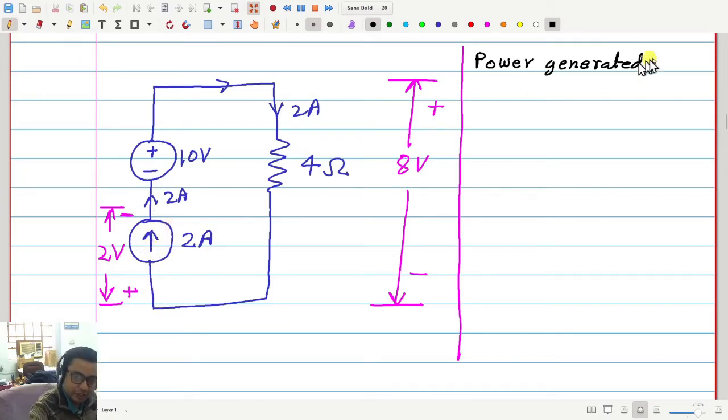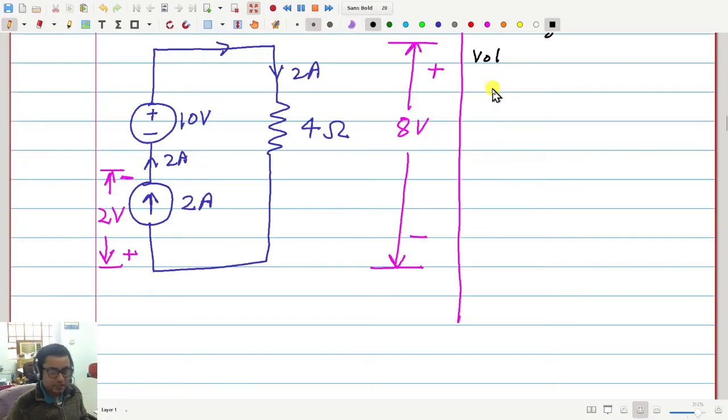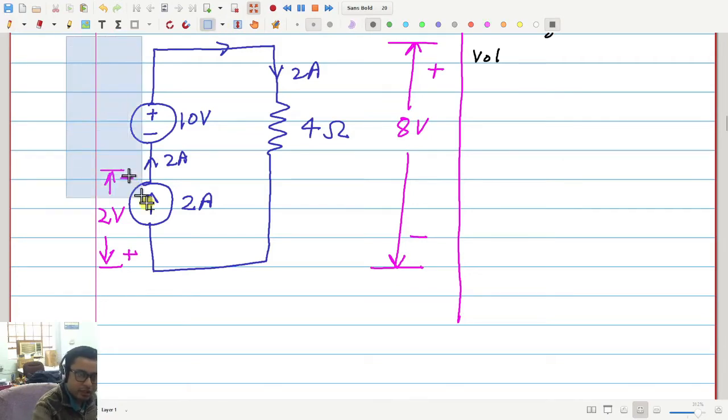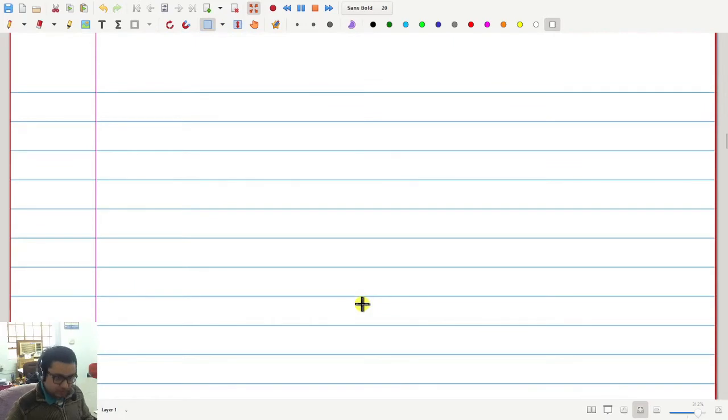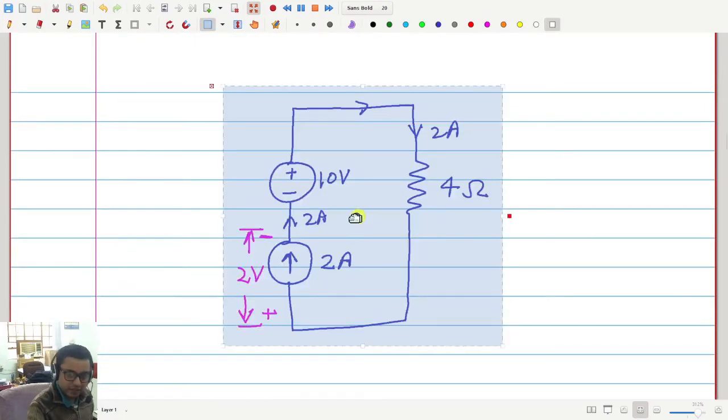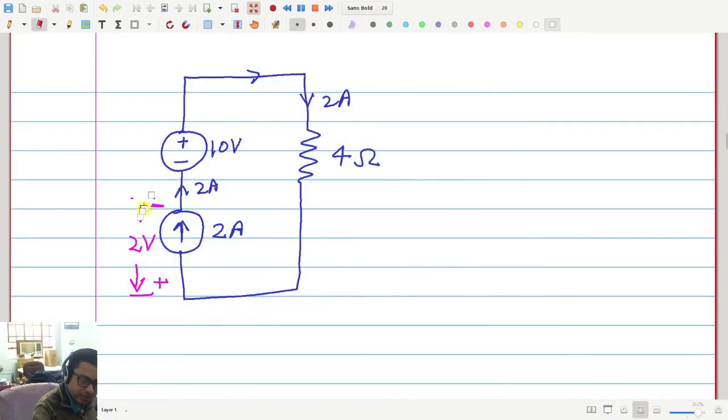Okay, so it depends on this arrow direction. Okay, so now some interesting questions. Sir, can you explain it again when the arrow is downward? Yes, I will. So let me copy. Okay, in the same circuit, if I just change this arrow, okay, then what will happen?